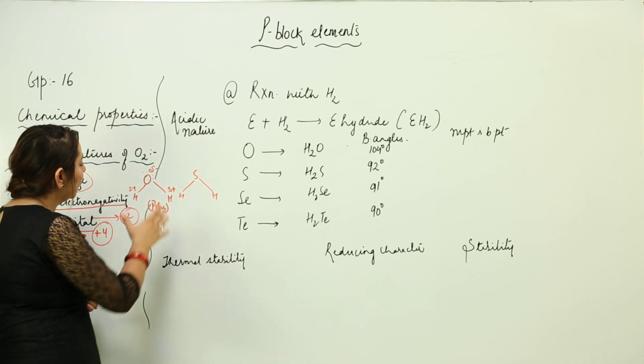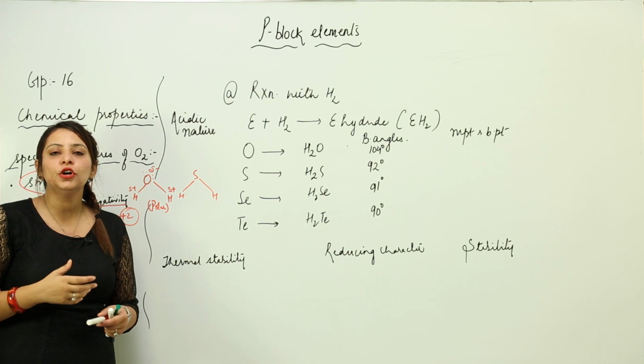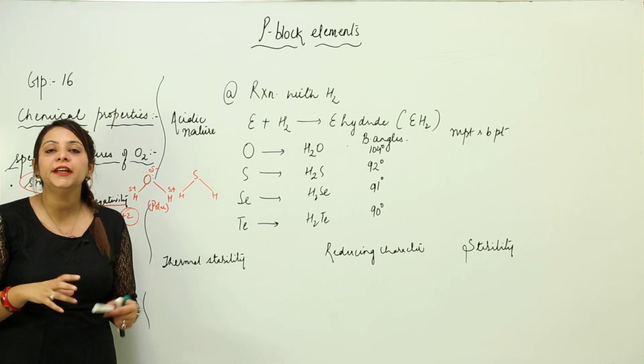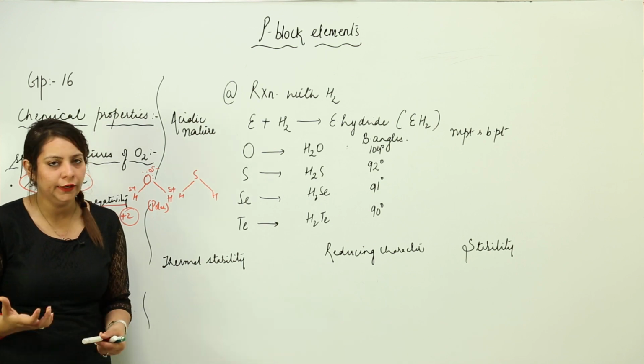And as you can see that it is polar, being small in size also, and polar also indicates that it is capable of forming hydrogen bonding. So that means it can get into hydrogen bonding.